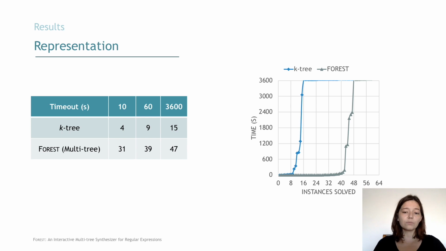Using the multi-tree representation, Forest is able to solve 47 instances, which is about 73%. And in just 10 seconds, it can already synthesize 48% of our instances. Besides speeding up the synthesis process, multi-tree allows us to synthesize more complex regexes. We can synthesize expressions with up to 24 used nodes in a multi-tree representation.